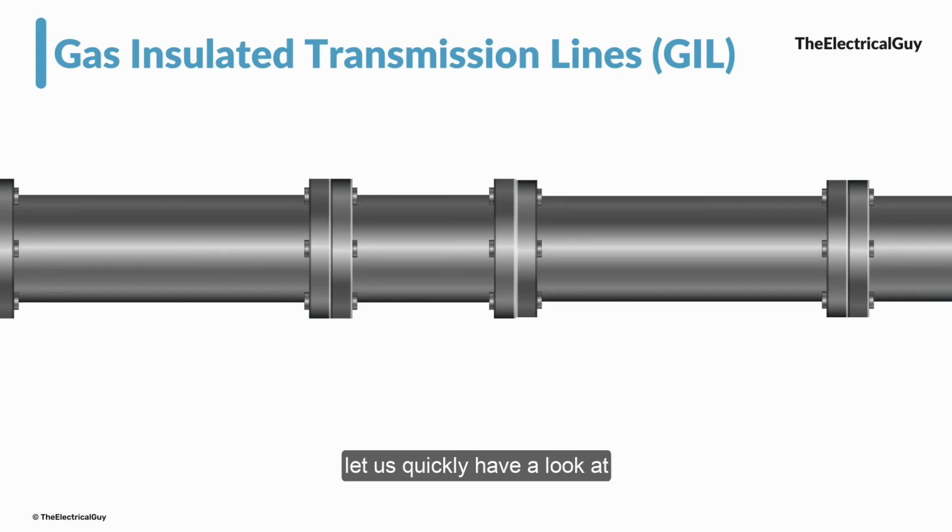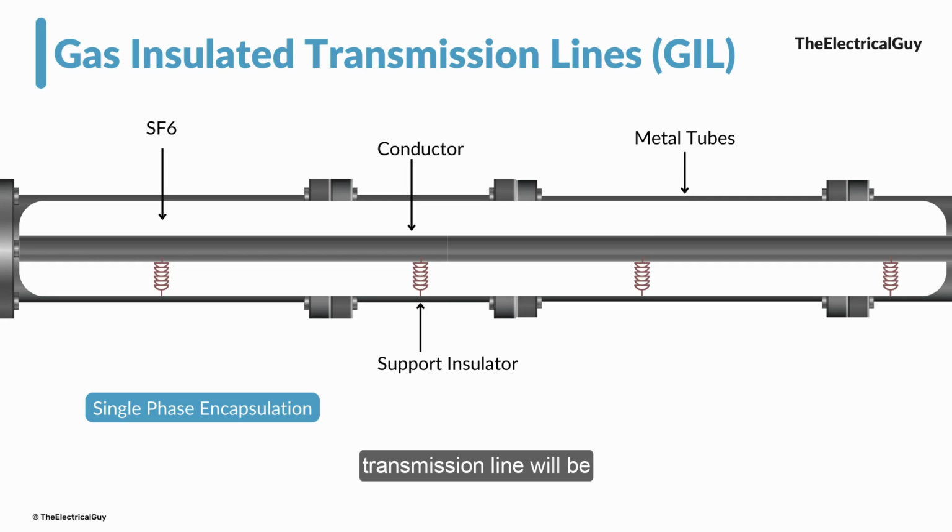Now let us quickly have a look at the construction of the gas insulated transmission line. It consists of completely enclosed metal tubes. Inside this metal tube, there is the conductor carrying the electricity. To support this conductor, we provide support insulators, which you can see right here. They support the conductor and also help maintain sufficient clearance between the metal part and the live conductor. The whole tube is filled with an insulating gas like SF6. That is the simplest construction of the gas insulated transmission line.